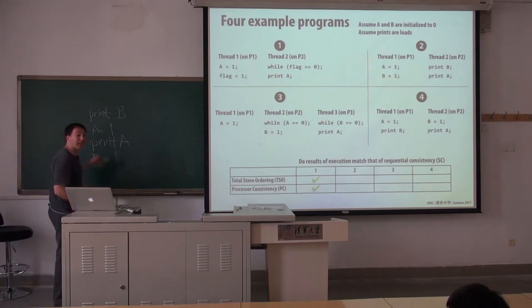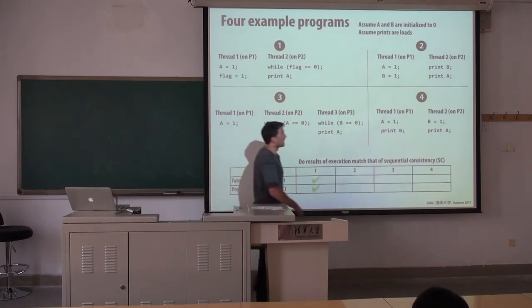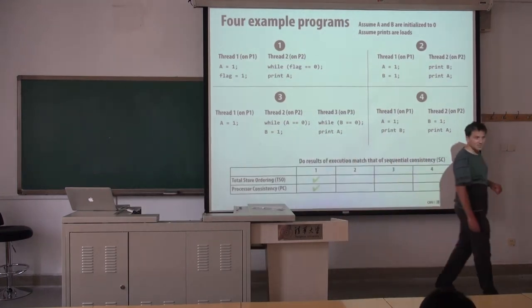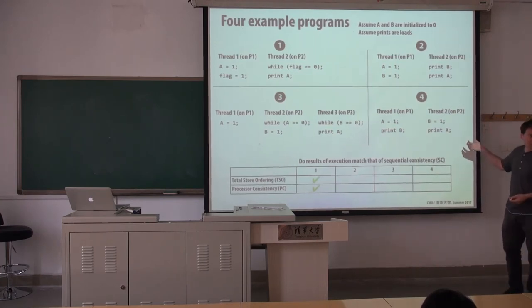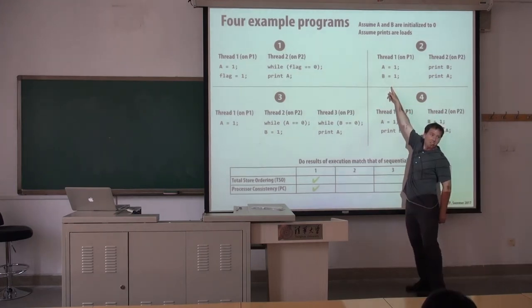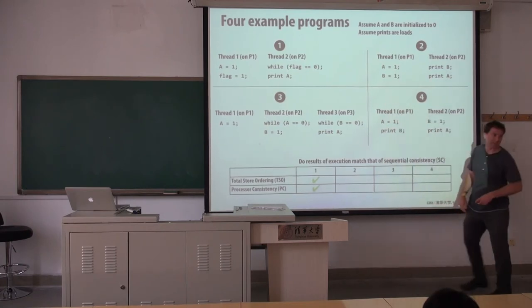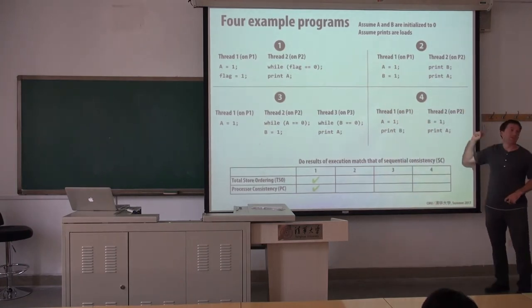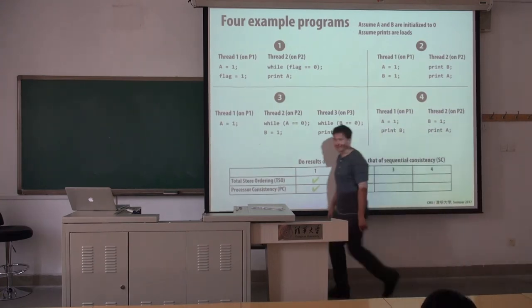So how can you print 1, 0? You cannot print 1, 0 in a sequentially consistent memory system, because if B is 1, if we print 1, that means that this has happened, and we're not reordering anything, so that means A equals 1 must have happened. Therefore, when we print A, we will also print 1. So I cannot print 1, 0.